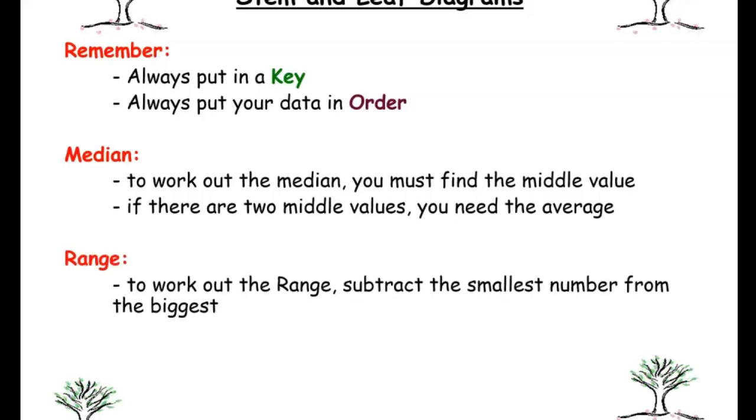Then how do you calculate your range? To work out the range, subtract the smallest number from the biggest number. The mode will be the value that appears most in the set of data.